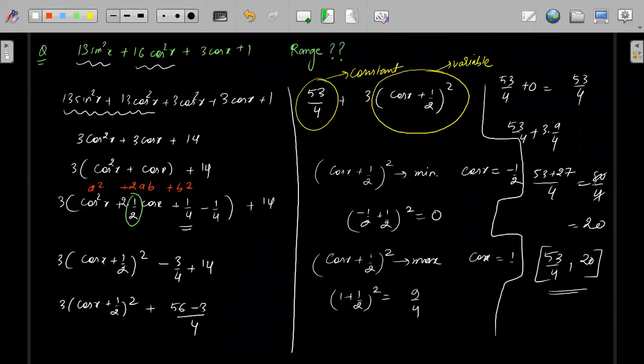Where did we get 14? Where are we getting 14? Okay, so this we can write as 13 times (sine square x plus cos square x). This sine square x plus cos square x is 1. So 13 plus 1 is 14. That is why this 13 plus 1 is coming from here.